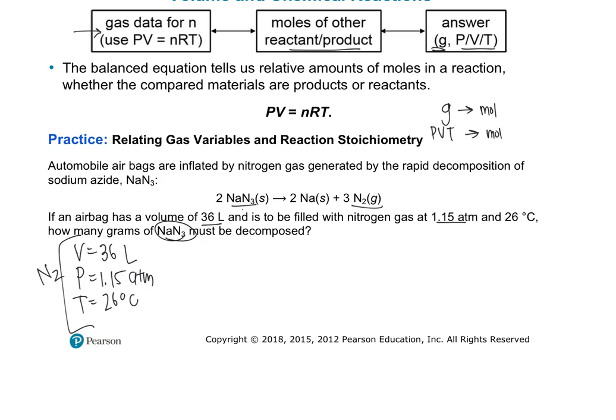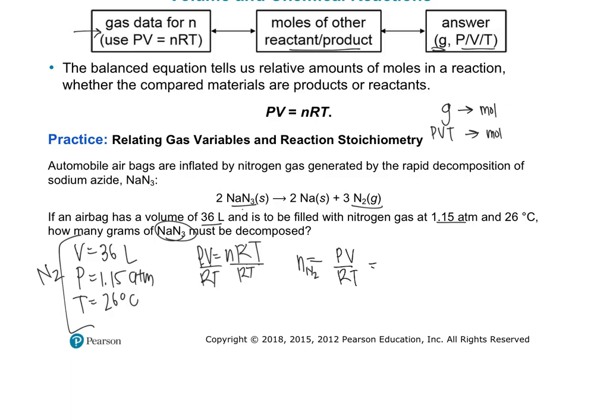So we have pressure, we have volume, we have temperature, we can find moles. So we're going to do PV equals nRT. We are going to solve for the moles. We know pressure, we know volume, we know temp, and R. So we're going to divide by RT on both sides, and we get the moles of nitrogen gas equals pressure times volume over RT.